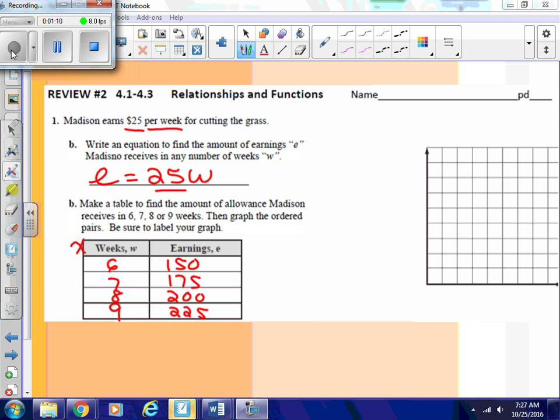Remember, our weeks are like the X and our earnings are like the Y. So if this is our X-axis here, we'll really label it our number of weeks, and we can count by ones. And that would fit if I could slide my paper over. All right, and then our earnings will be measured in dollars.